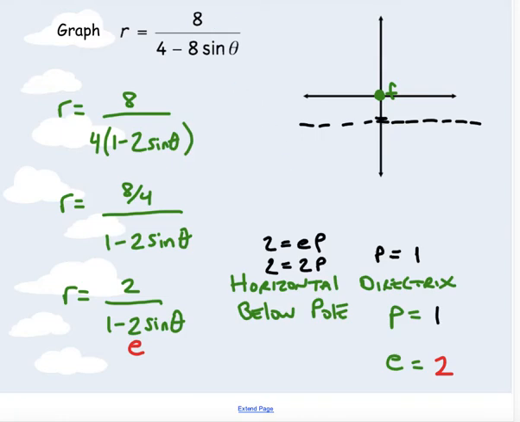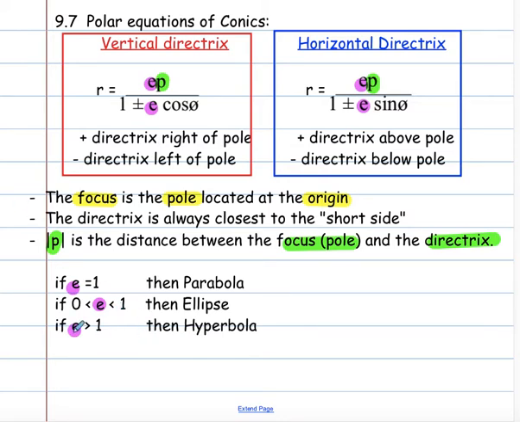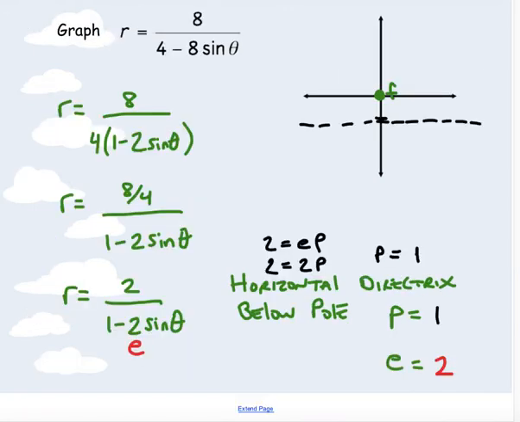What shape is this going to be? When E is 2, if we go back, when E is greater than 1, it's a hyperbola. So we're dealing with a hyperbola. My directrix is going to be somewhere in between my two vertices, not necessarily halfway between them. Because I have a focus here, I can tell that I'm going to have one that opens up and one that opens down.